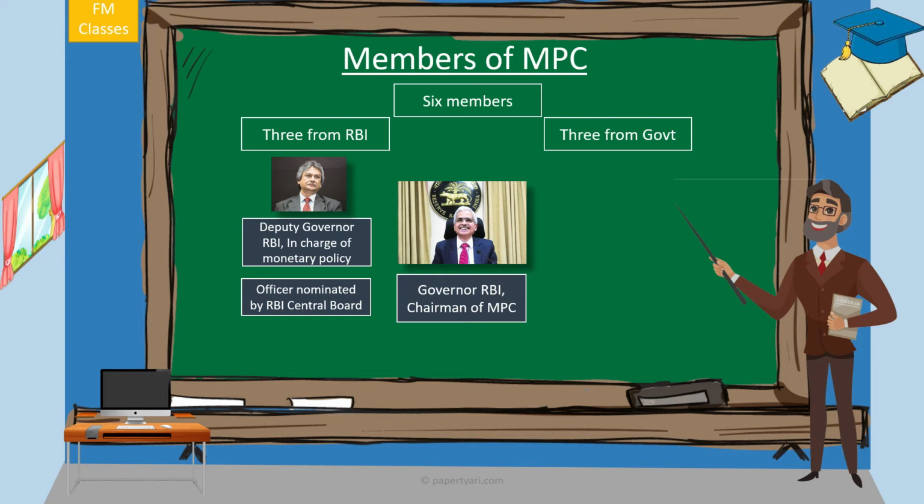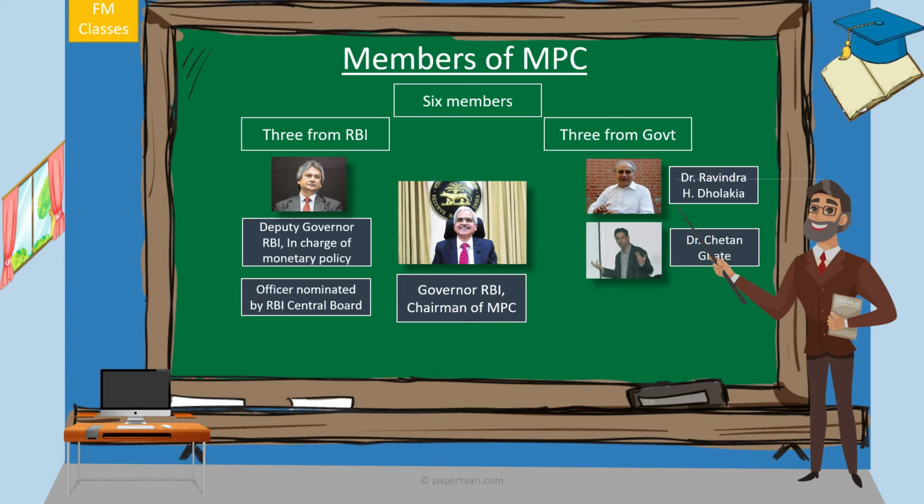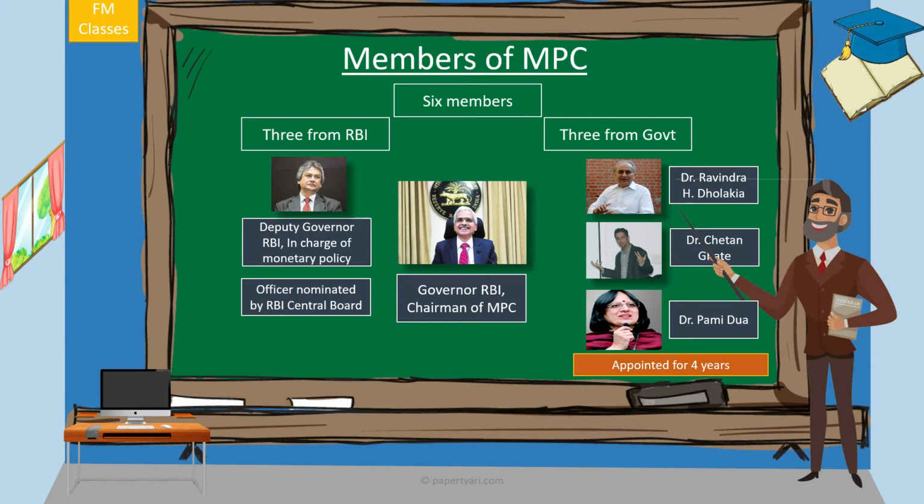Moving on to the government nominated members. At the time of recording the video, Dr. Ravindra H. Dholakia was one of the members. Dr. Chetan Ghate was another member, and Dr. Pami Dua was another member. These 3 nominated members from the government side are appointed for 4 years.